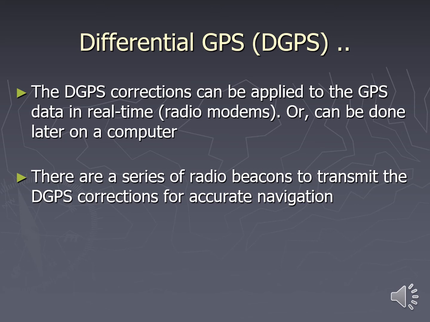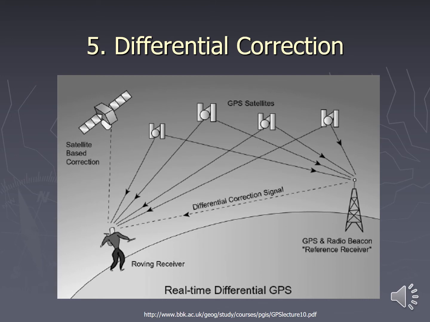There are a series of radio beacons to transmit the DGPS corrections for accurate navigation. What that basically means is that we're talking about the WAAS network, where there is a consistent network built in to account for this error rate, so you may not need to have your own single receiver; there are ways of verifying the exact location. This is what I mean by that.